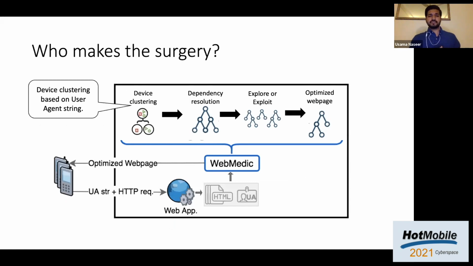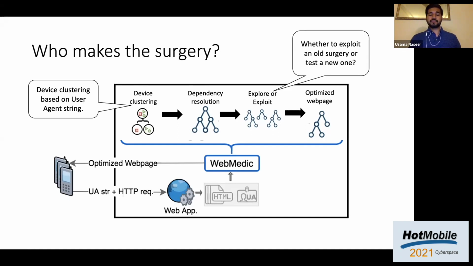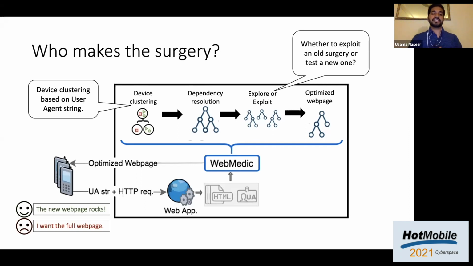It uses the HTTP request to calculate what dependency resolution it should use for the website, and then it has a decision to make: whether it wants to exploit an already seen cut or whether it wants to explore something new. Based on this decision, it serves the optimized version of the web page, and the user has the option to say whether they like the page or they don't. These results are fed back to our model to refine the decision.